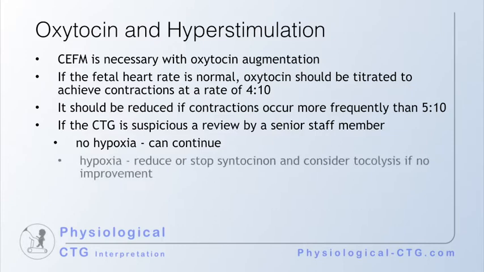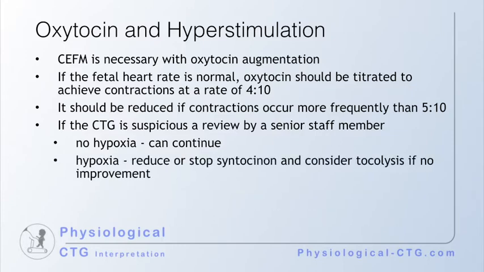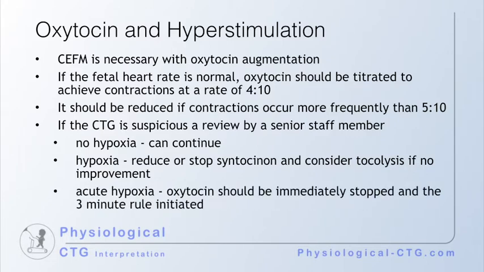If the fetal heart rate is pathological with evidence of fetal hypoxia, an urgent assessment of the fetal condition should be undertaken and documented by an obstetrician. The syntocinon should be reduced and tocolysis considered if there is no improvement. In the case of acute hypoxia, oxytocin should be immediately stopped and a 3-minute rule initiated.